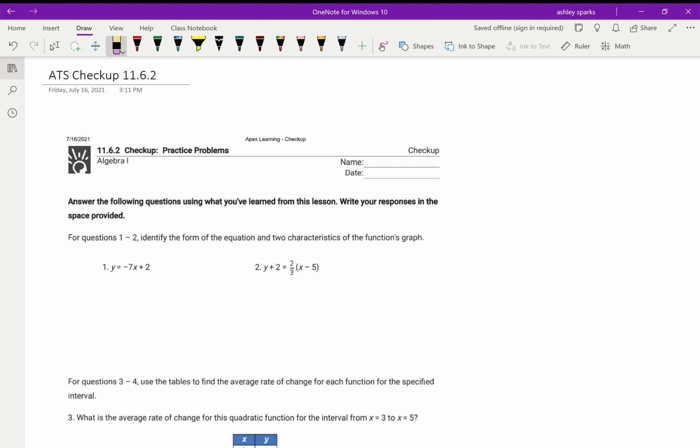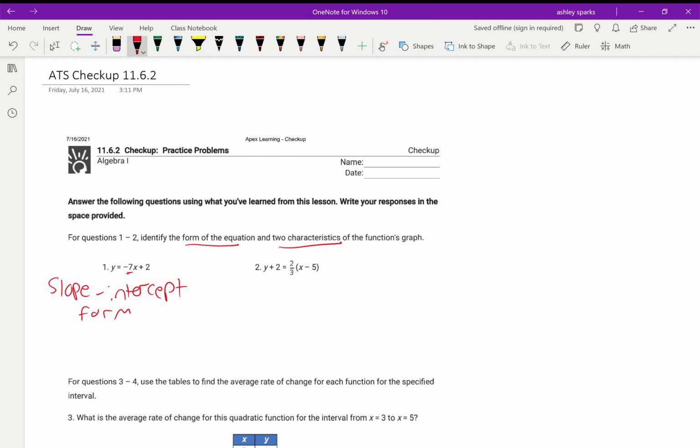So thinking back over everything we've been doing, this section is kind of a review of linear and exponential. The first problem here wants us to talk about the form of our equation and two characteristics. So the form of this first one is our slope intercept form. So two characteristics we can take for that.